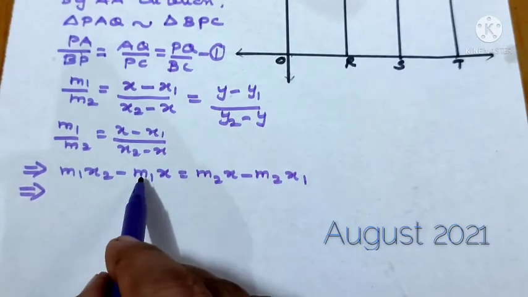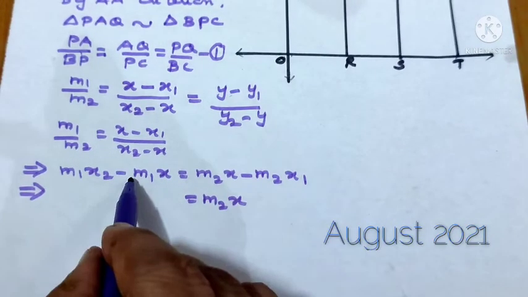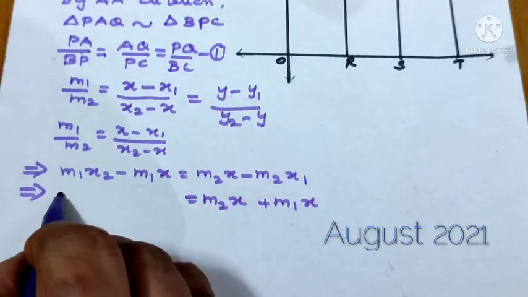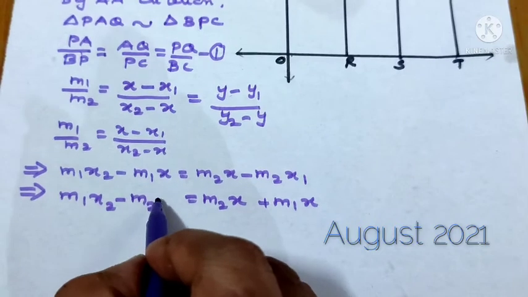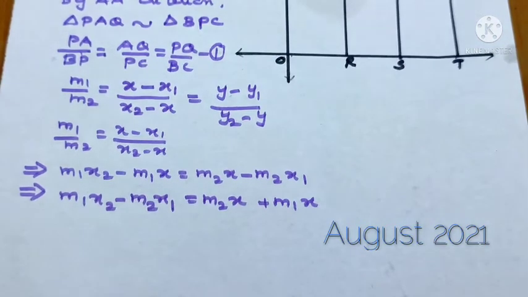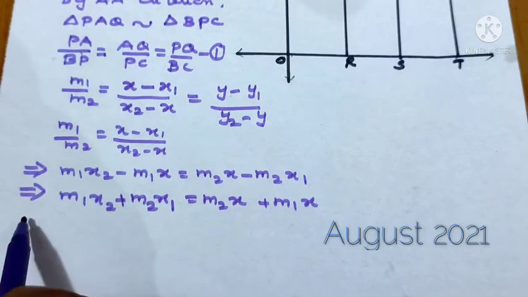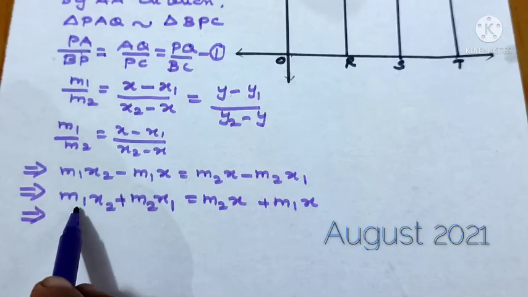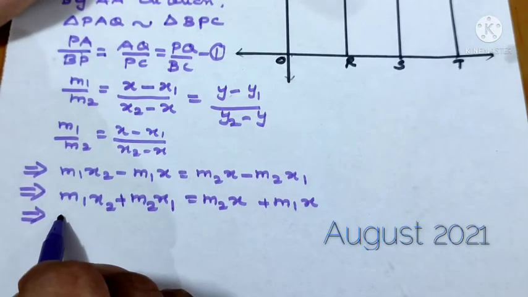So the x coordinates we are making on one side. Here m2x is already there, I am taking it to this side, plus m1x. Here m1x2 minus m2x1. Right? Sorry, plus it is. Now what is common here? Nothing is common in m1x2 and m2x1, so we cannot do anything. We are keeping it like this only.